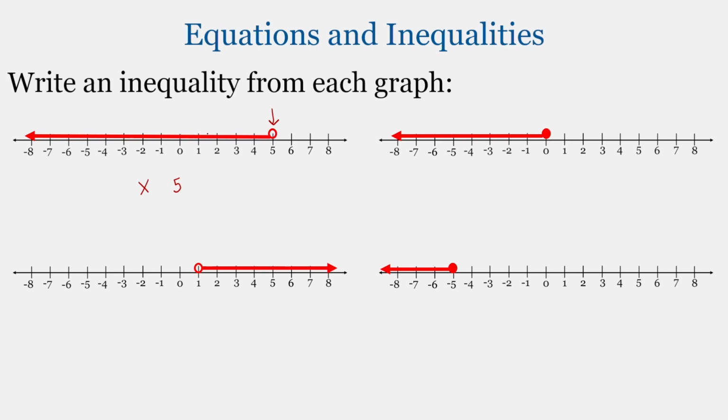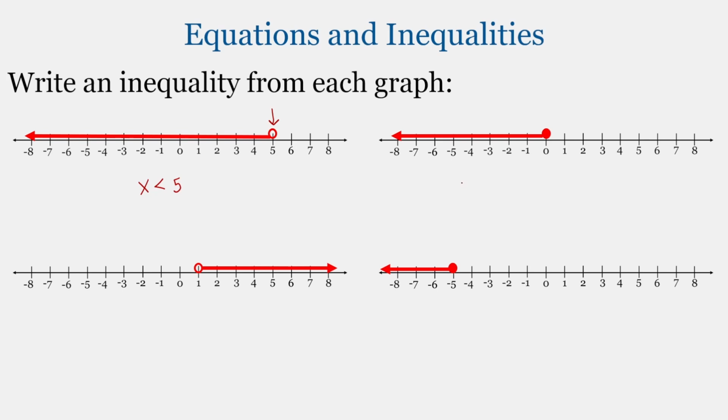And the number line is shaded to the left of that number. So that's less than, so we'll put our less than sign. And then we have an open circle, so that means 5 is not included. So the inequality is x less than 5.